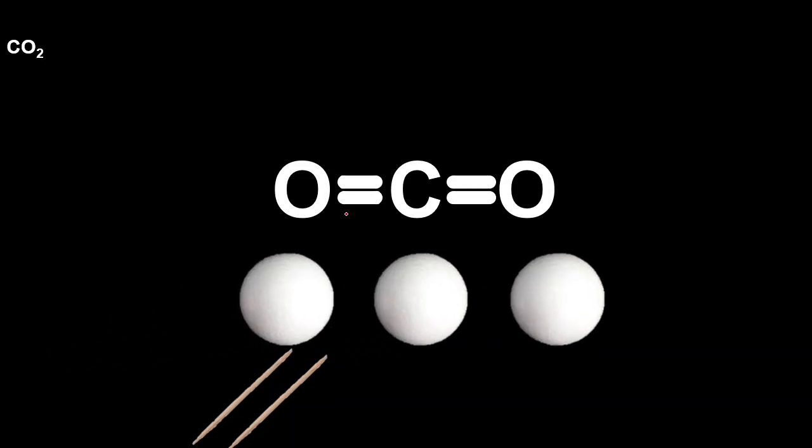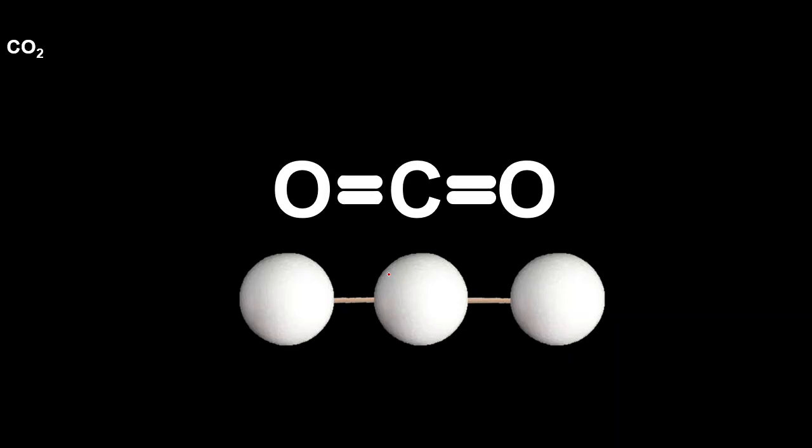Here, we have 3 atoms, so we also need 3 balls. So this will be the carbon atom, and these will be the oxygens. And again, these atoms are bonded by these bonds over here, represented by the sticks.